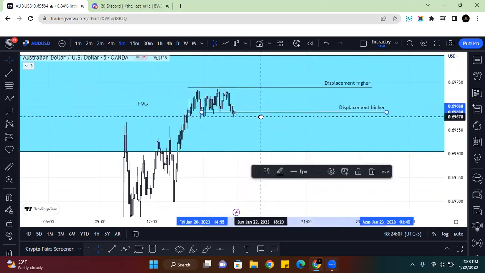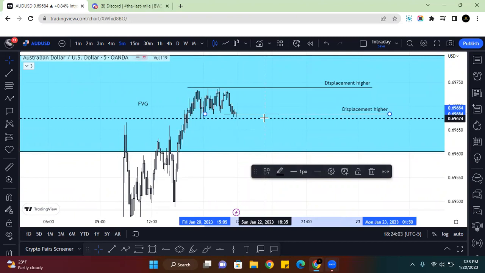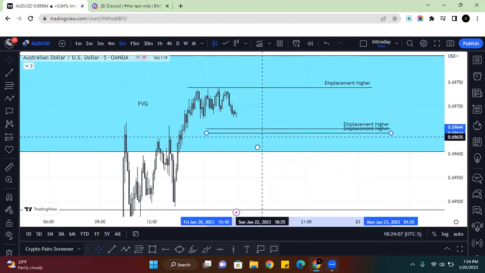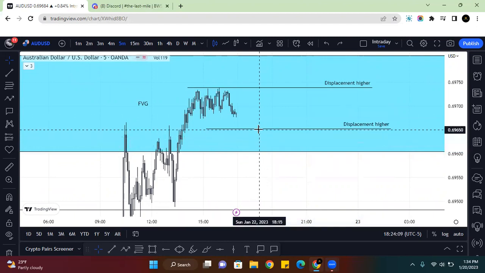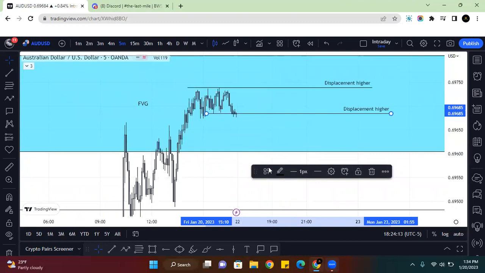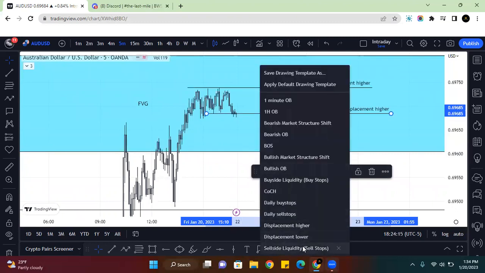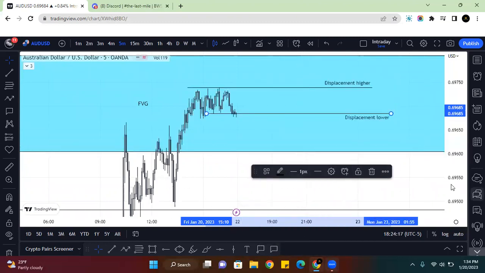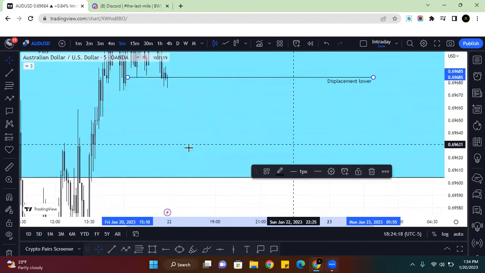You duplicate this real quick, and this little TradingView shortcut, if you hold Control or Command and drag it with your mouse, it'll just keep duplicating over and over again. So it's a little shortcut, so you don't have to grab stuff over and over again, and then you can just change the template. Displacement lower right here. And when I say displacement lower, right, I'm going to fix this.